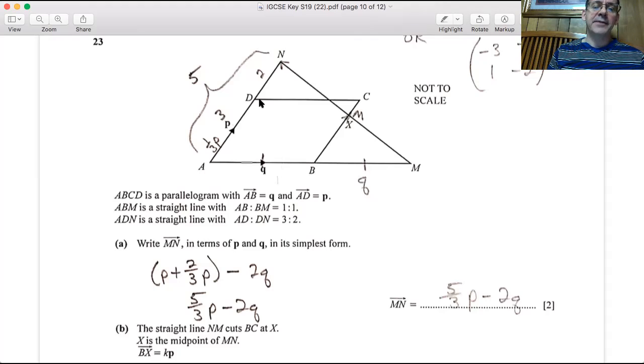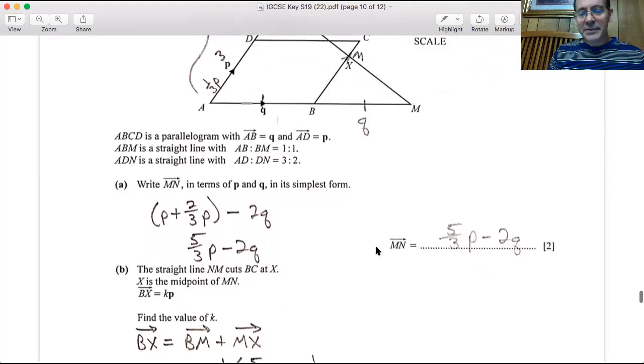Another way you could look at it is break your P into 3 parts, 1/3, and the whole length is 5 parts. So 5 times 1/3 is 5/3. So there's 2 different ways you can do it. You can do it as P plus 2/3 P, or you can just do 1/3 P as an individual part and multiply it by 5, which is the total. Get 5/3 P. Then minus the AM. AM is Q plus Q, which is 2Q. So 5/3 P minus 2Q is vector MN.